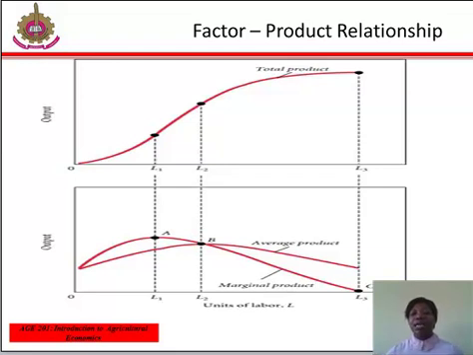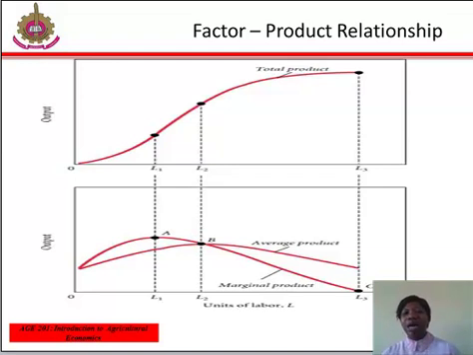So the generalized production function under factor-product relationships has total product, TP, average product, AP, and marginal product, MP, which are presented in the figure shown here. We have three stages in the production function curve: stage 1, stage 2, and stage 3.